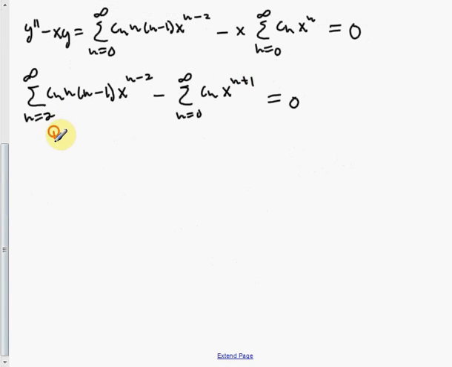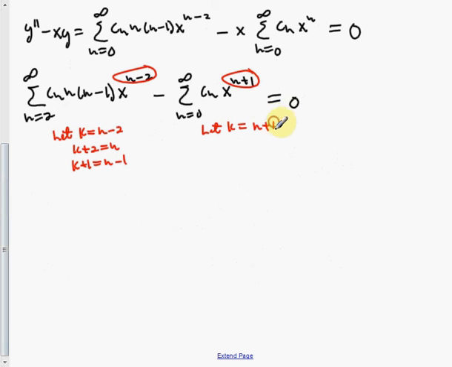So here, let k equal n minus 2. So obviously k plus 2 is equal to n, and k plus 1 is equal to n minus 1. Then over here, we always let k represent that exponent up there, so let k equal n plus 1.